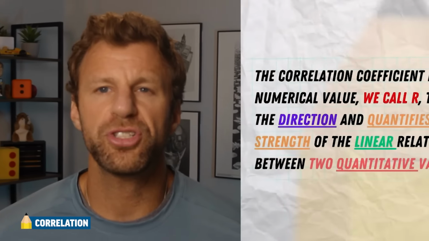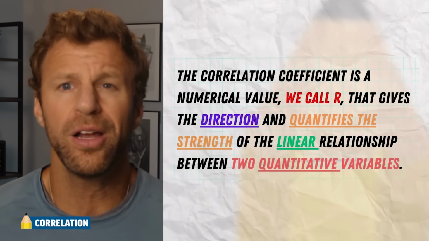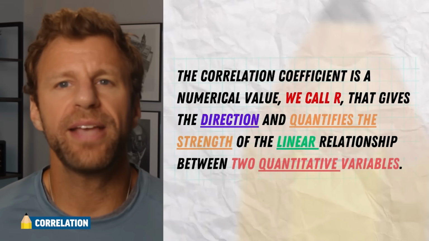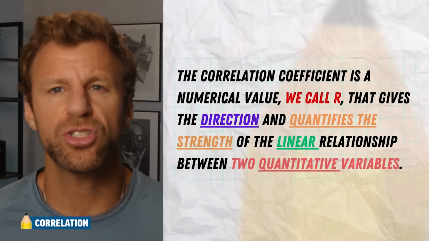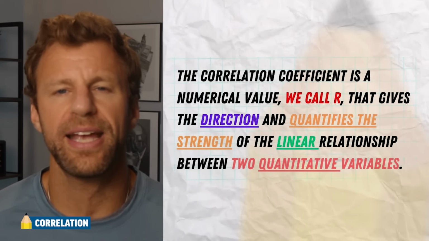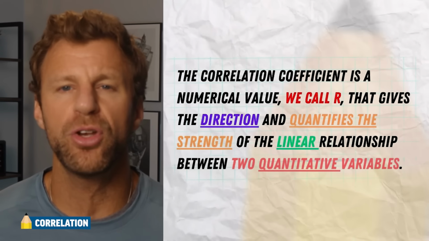But there's a couple really important rules. The correlation coefficient is a numerical value that we call R. Why R? Well, there's two R's in correlation, is all I could come up with. But the idea is that it measures the direction, it quantifies the strength of a linear relationship between two quantitative variables.